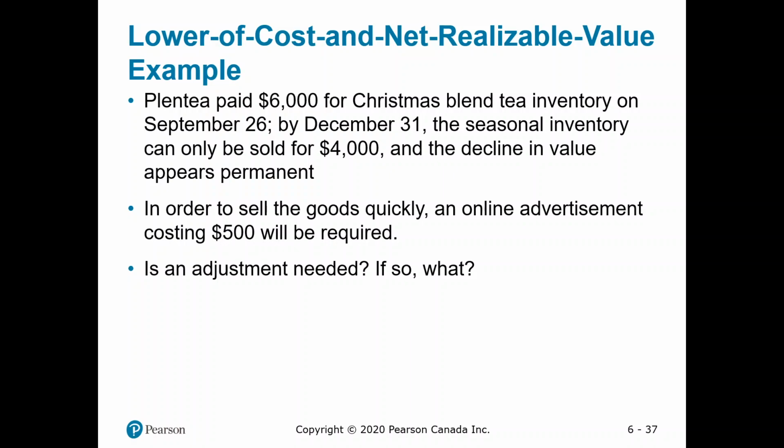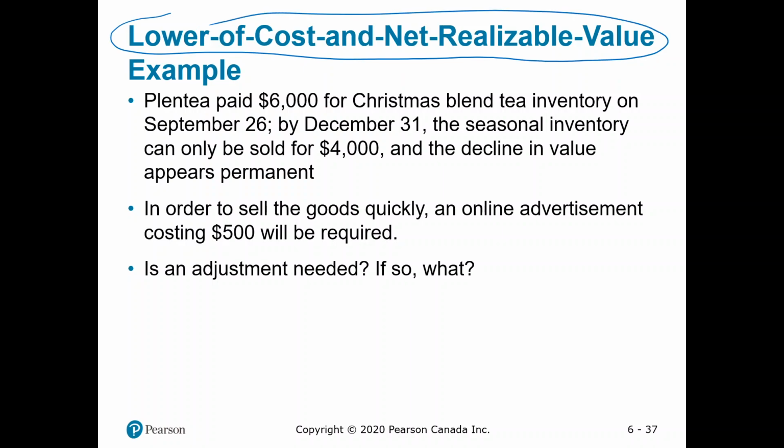So we need to look here at what is the lower of the cost or the net realizable value. And we're going to compare those. We need to have our inventory at that lower amount. So the cost, our historical cost here, is the $6,000 that they paid for this when they bought it in September. So that's what's sitting in the inventory account right now, $6,000.